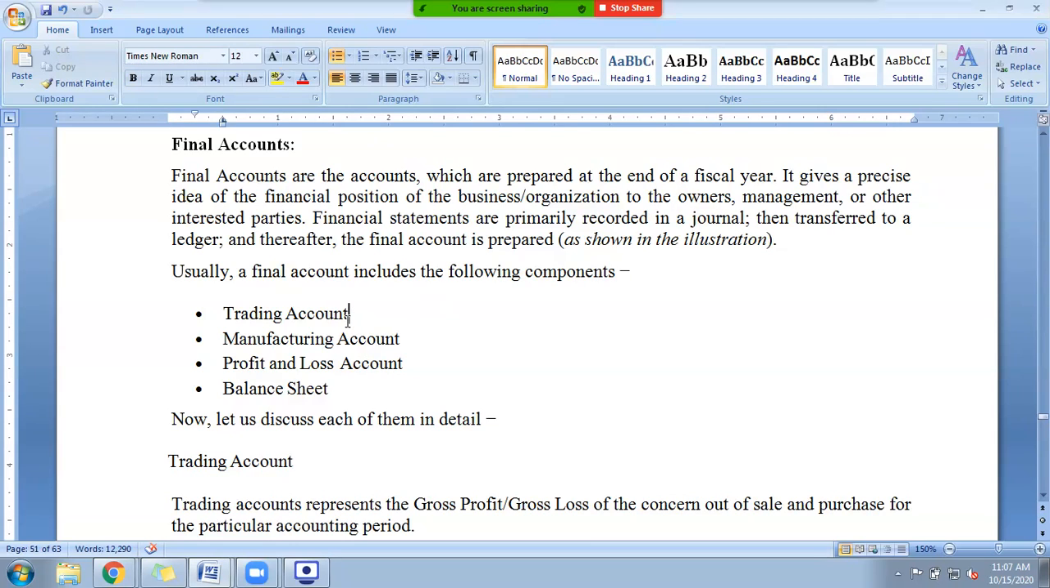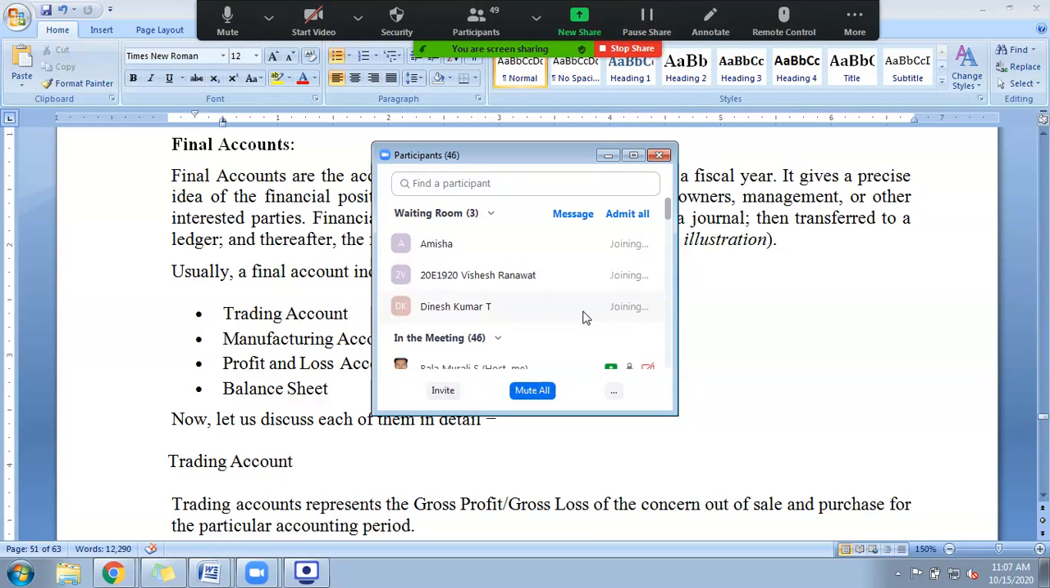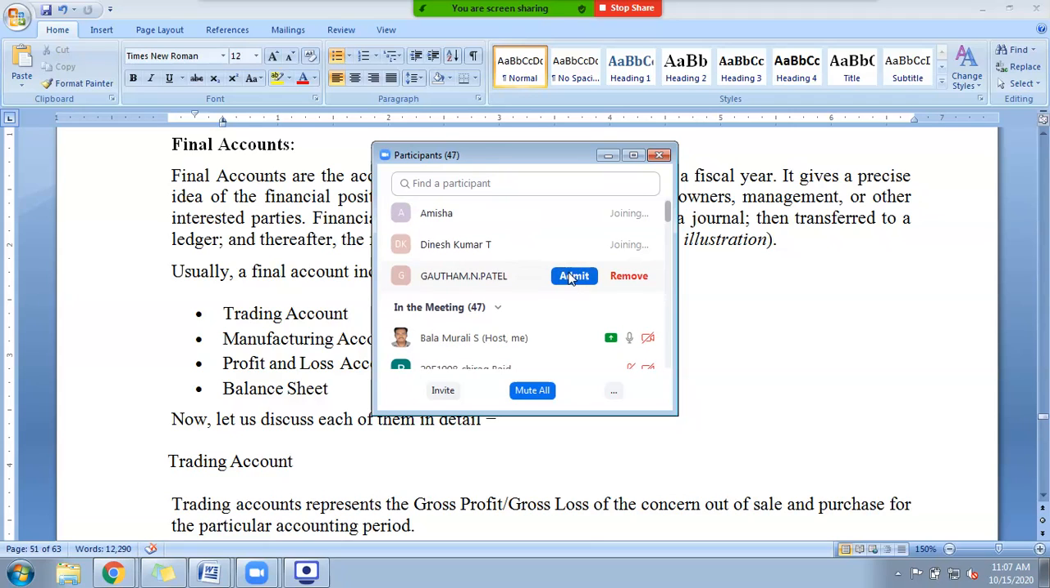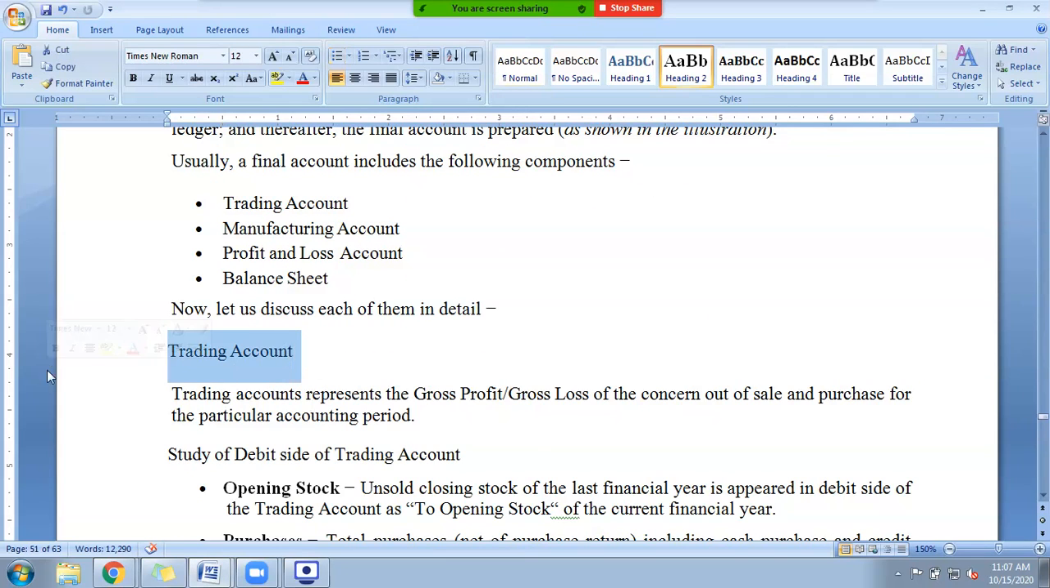So usually we look at these different types of account: trading, P&L, balance sheet. We'll discuss one by one.